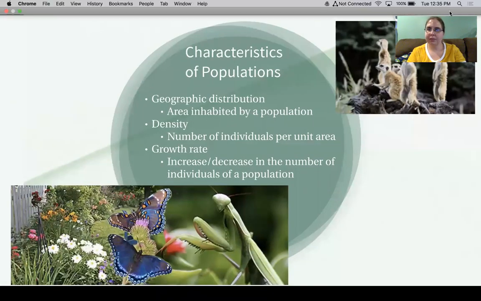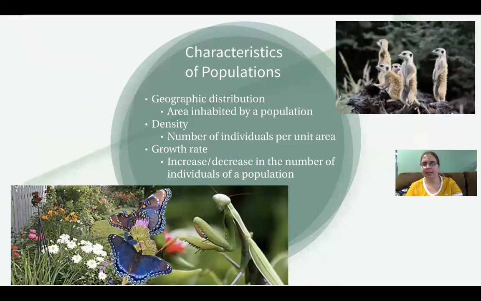So first thing we have to do is discuss the different characteristics of populations. Now, there are three main characteristics of a population that we are going to talk about in this section. The first one is geographic distribution. So in other words, what is the area inhabited by that population? What is their territory, their hunting ground? What is considered their home area?